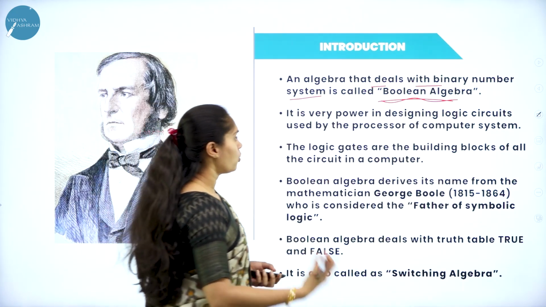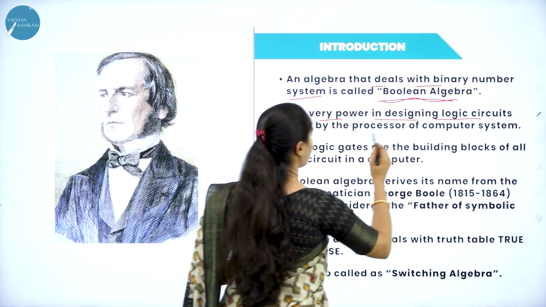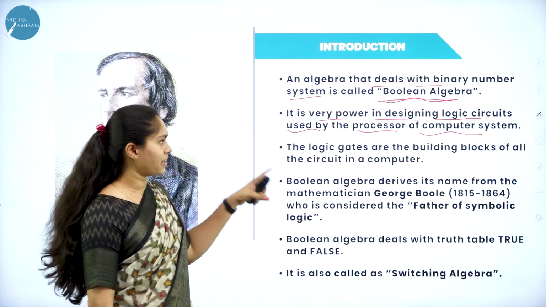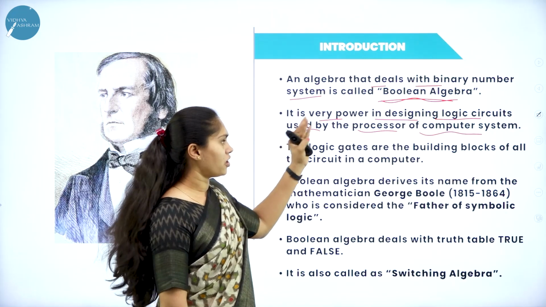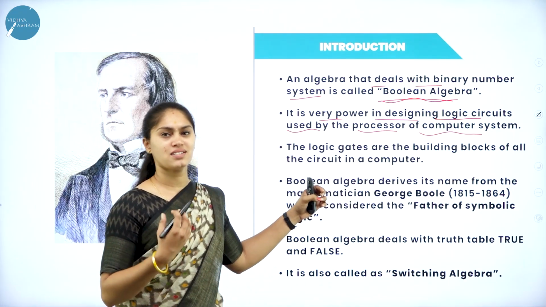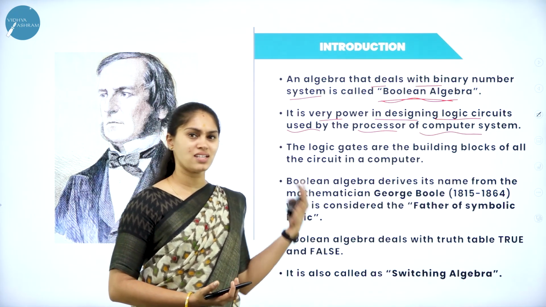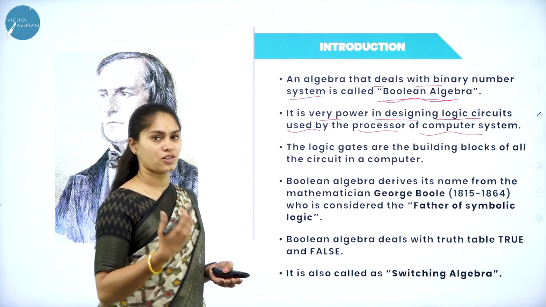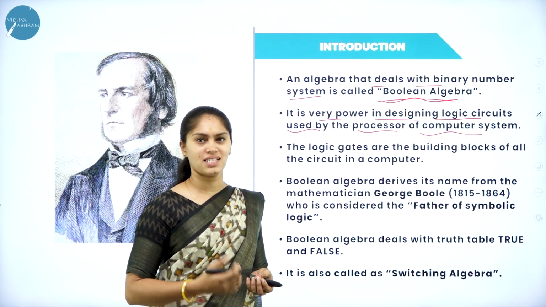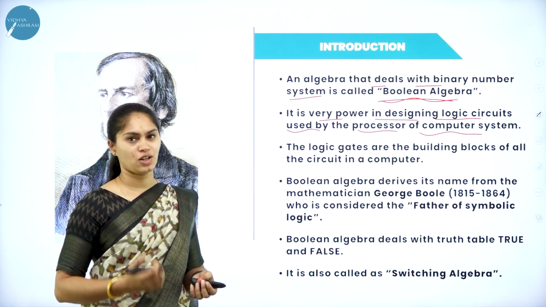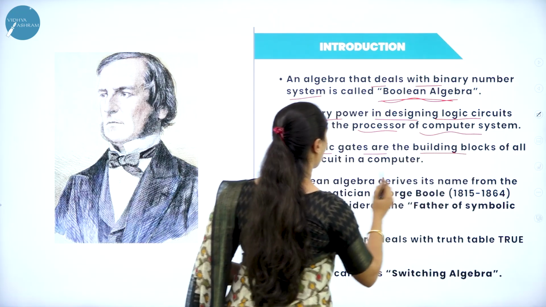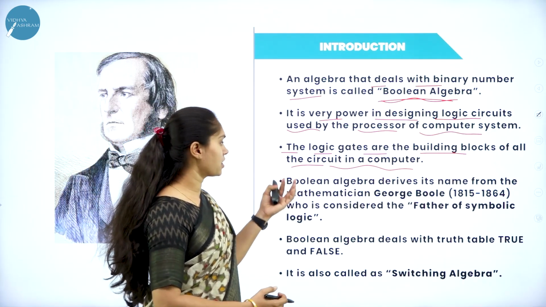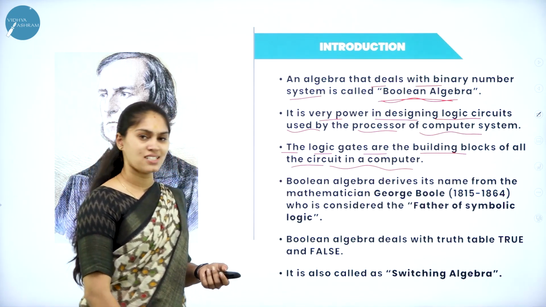Mainly this is a very powerful tool for designing logic circuits, which are used by the processor of a computer system. We are going to use the binary number system or Boolean algebra concepts in order to design logic circuits that work with zeros and ones only. They take the input as zeros and ones and produce the output as zeros and ones. So for that purpose, in order to design the processor of a computer system, we use the Boolean algebra concept. These logic gates are the building blocks of all the circuits in a computer. We use these logic gates to build circuits in a computer system, and they deal with zeros and ones.